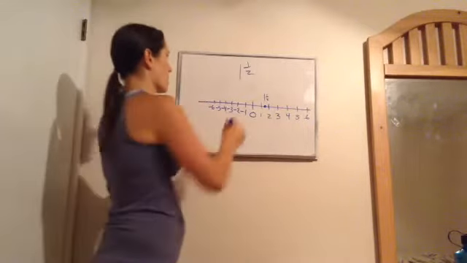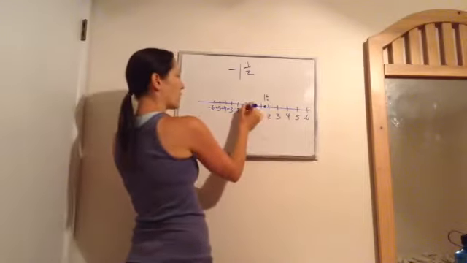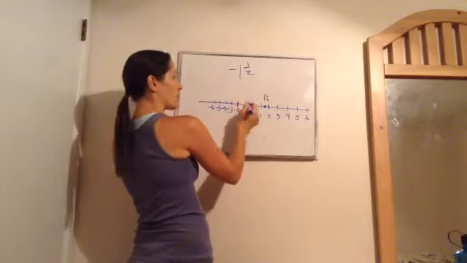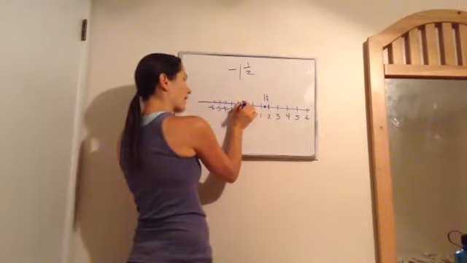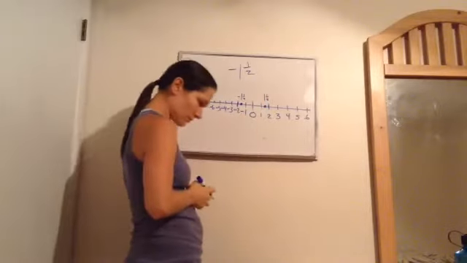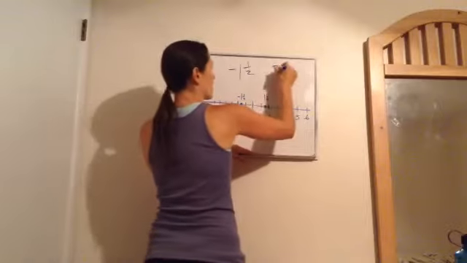Now, what about negative 1 1/2? We don't go to negative 2 yet, but we go to negative 1/2. So this blue dot would be negative 1/2. See that? Alright, now let's try this.